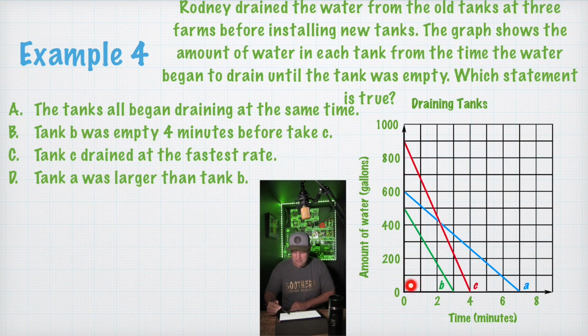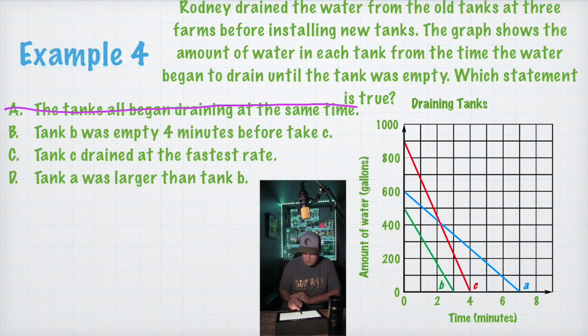He drained the tanks at different farms. It doesn't say what time he started draining any tank. So it's doubtful that they all started draining at the same time, especially since it doesn't state that. So we cannot assume A is true. Tank B was empty 4 minutes before tank C. Once again, we don't know what time they started, so we cannot say that is true.